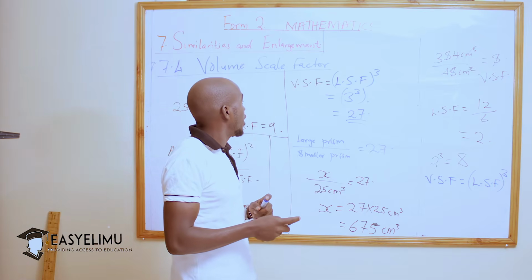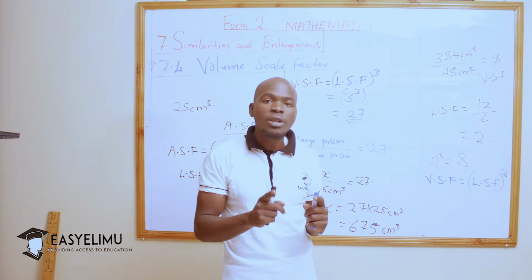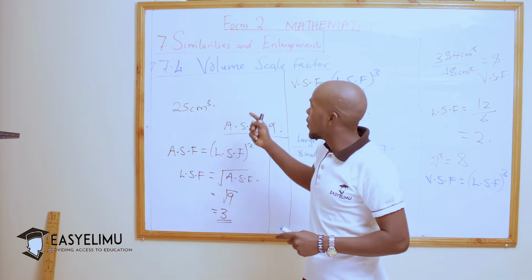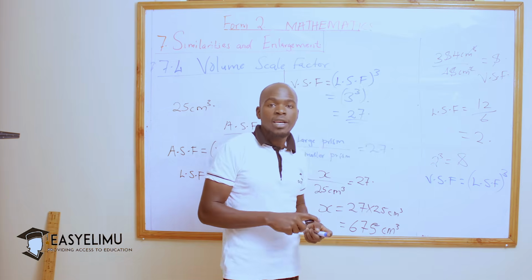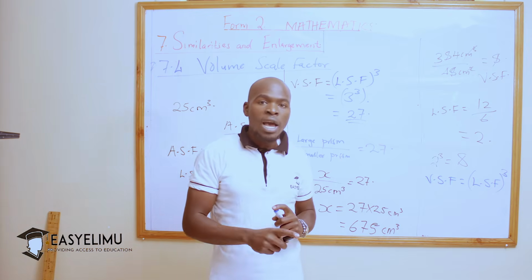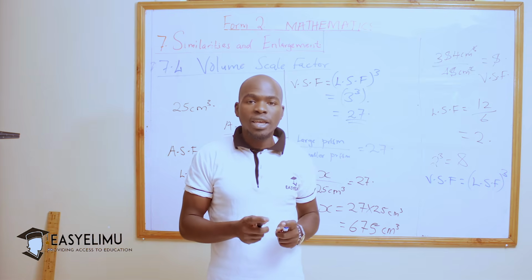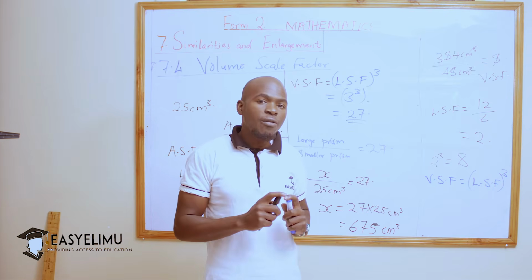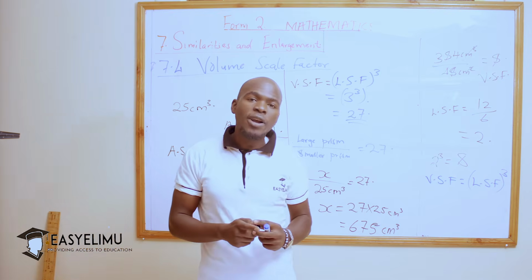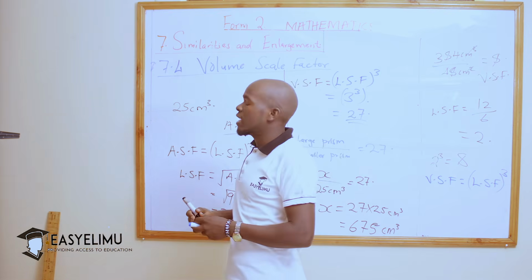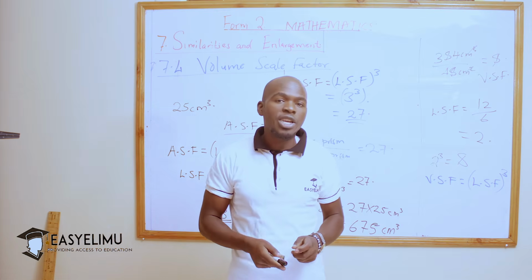With that, we have come to the end of volume scale factor, and I believe you can compute any kind of given problem involving either volume scale factor, linear scale factor or area scale factor. Just know the relationship between them, and it only applies to those figures which are similar in shape and fulfill the conditions of similar figures. With that, we have come to the end of the topic similarity and enlargement. I believe the lesson has been much more interesting. See you in our next videos.